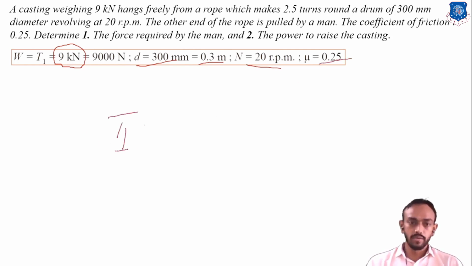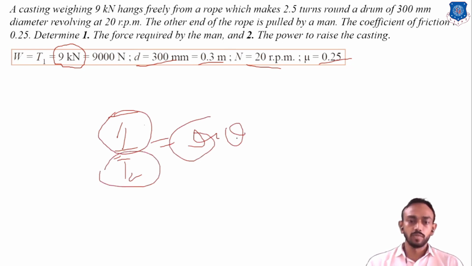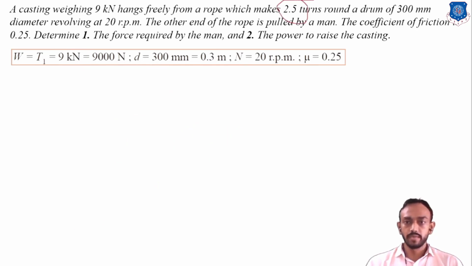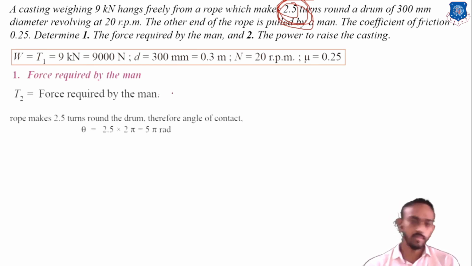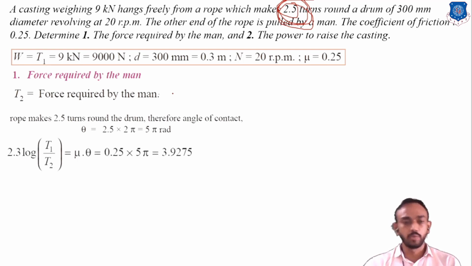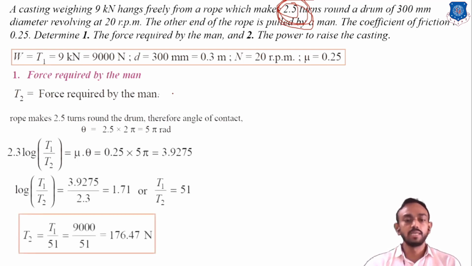So we know that T1 upon T2 is equal to e raised to μθ. You already know that. T1 is given, μ is given, and T2 we want to find. So first of all we have to find θ. It is already given here, 2.5 turns. So how many radians is that? This will be considered as 5π, because in 1 turn there is 2π, and in 2.5 turns there will be 5π radians. We put this in our equation T1 upon T2 equals e raised to μθ.